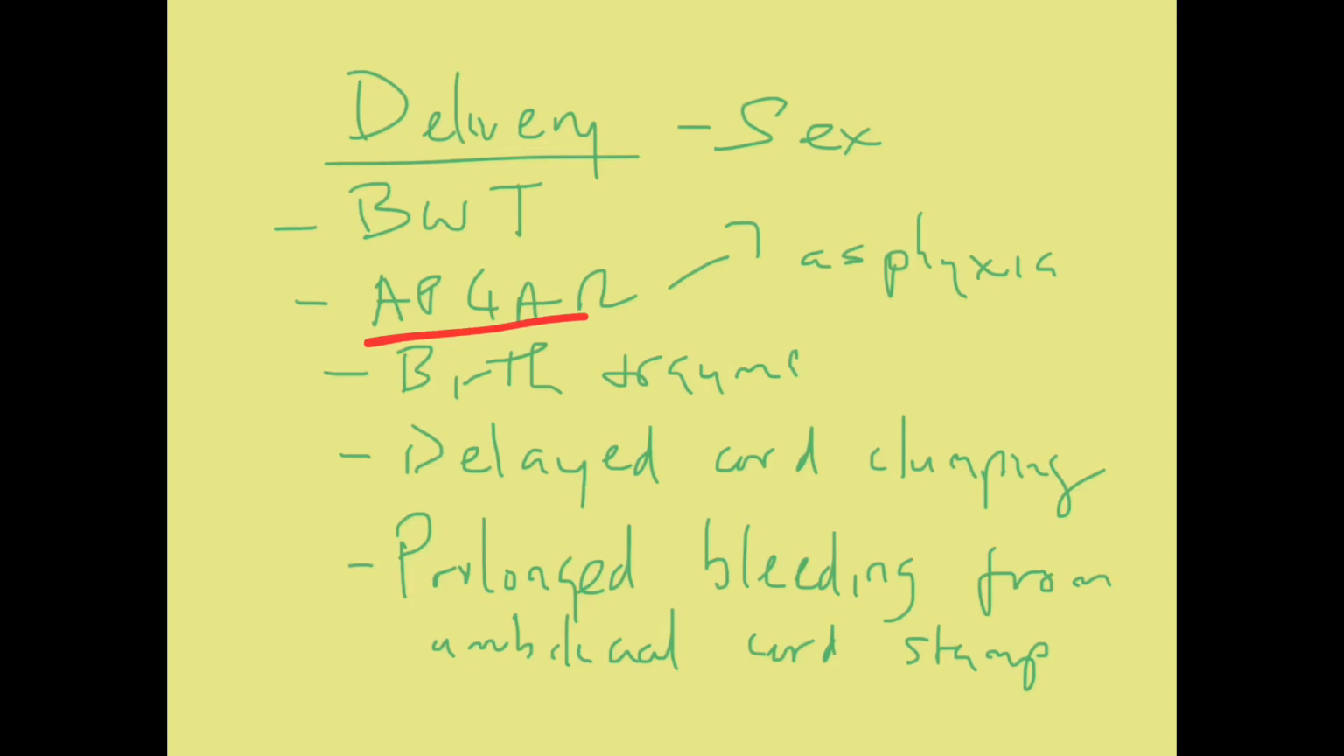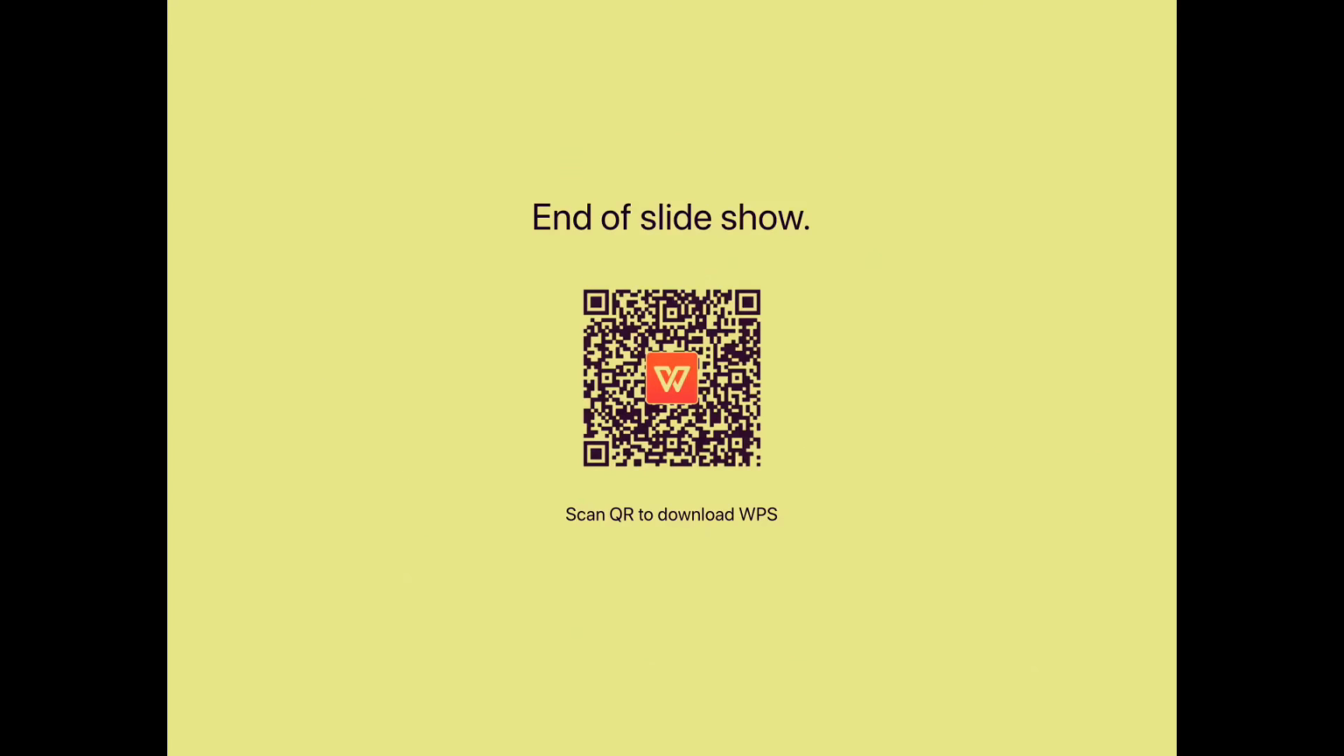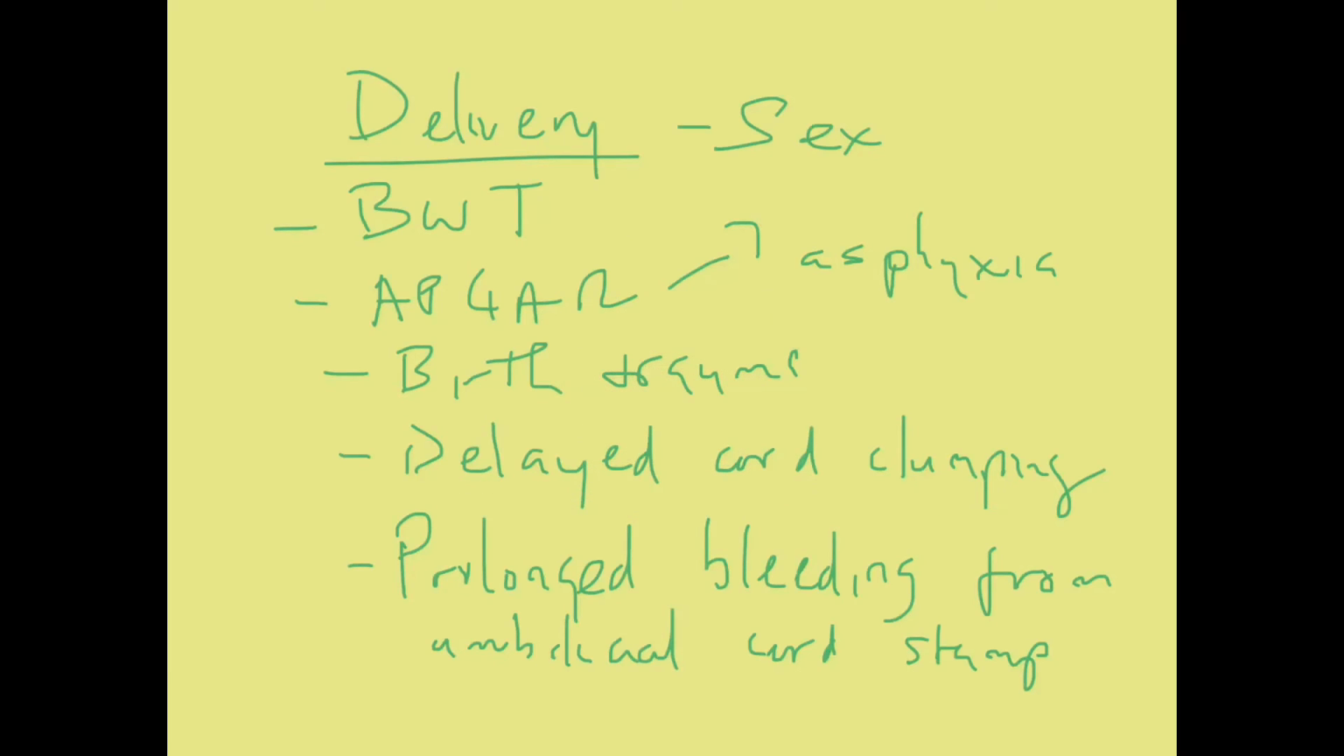Then we also want to ask about the APGAR score at birth, and about birth asphyxia. This usually shows that a patient is prone to edema because of increased capillary permeability. Then also ask about birth trauma, which can cause edema maybe on the head or on one side of the body. And of course, we talk of delayed cord clamping.